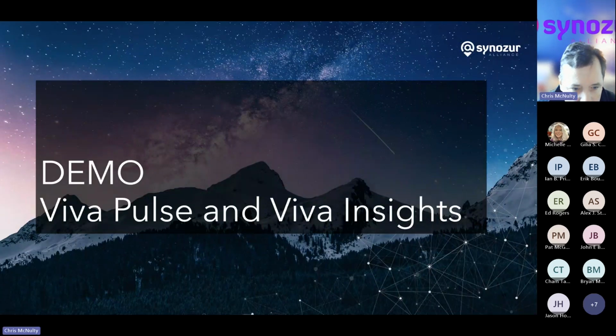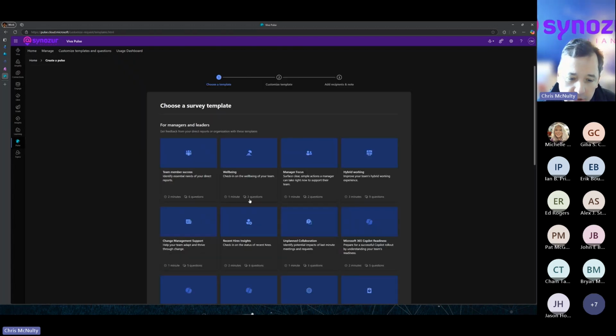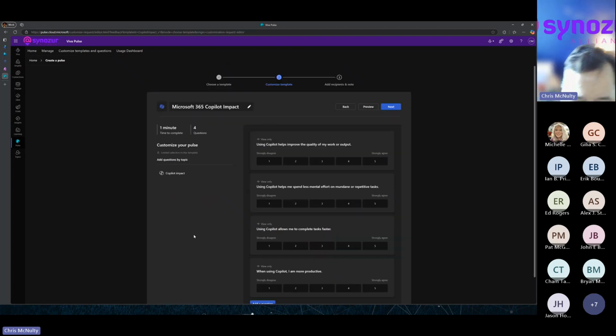So here we are with Viva Pulse. So this is Microsoft Viva. If you have not seen it, these are the elements down the left-hand side. And so by going into Pulse, you'll see that I can build a quick survey, which Microsoft calls a Pulse, that I want to send to a group of people. And one of the things that's already built for you is Copilot Impact. So you can have these pre-built questions that you'll see.